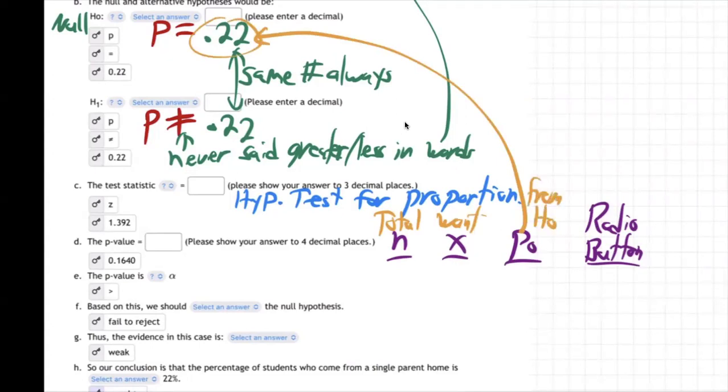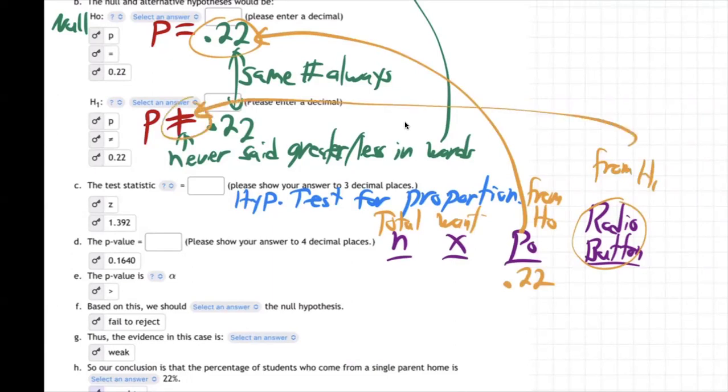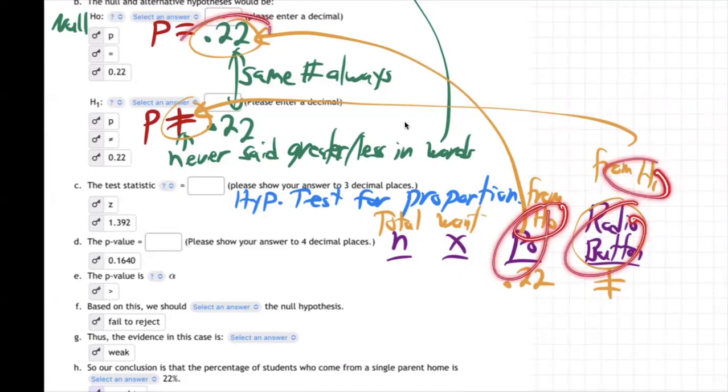That's why it has a little zero, so I'll just put that in right now, 0.22. And the radio button, that always comes from H1, not equal. So we're going to choose not equal for the radio button. So those last two options, P0 and radio button, come from H0 and H1. The number from H0, the symbol from H1.